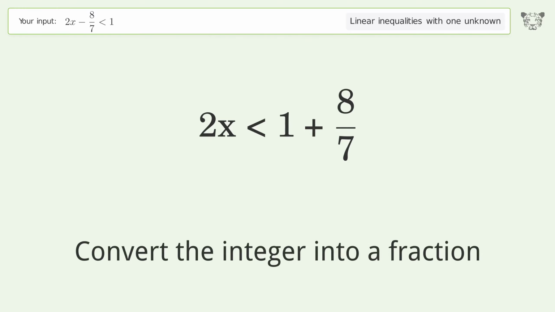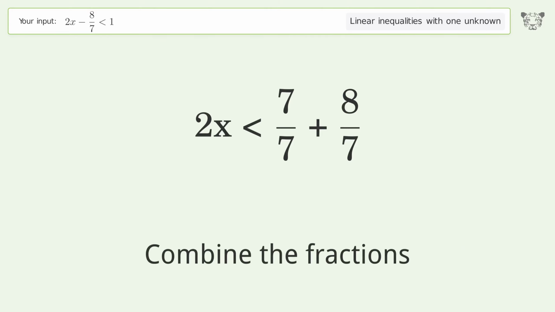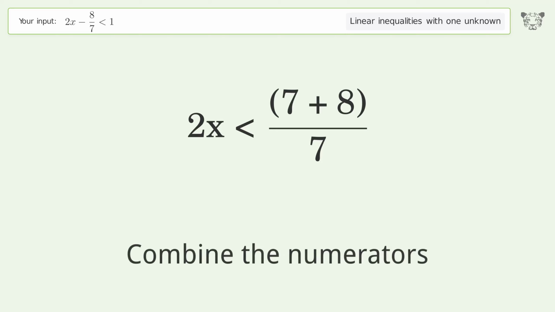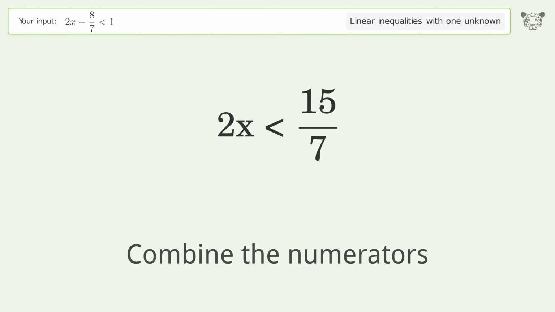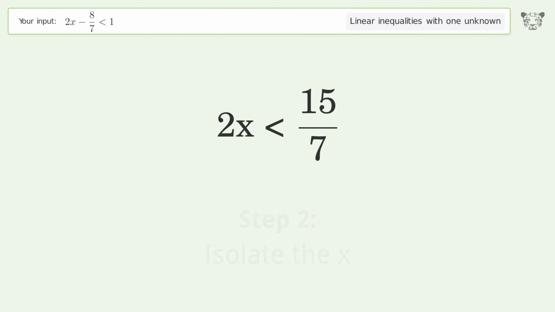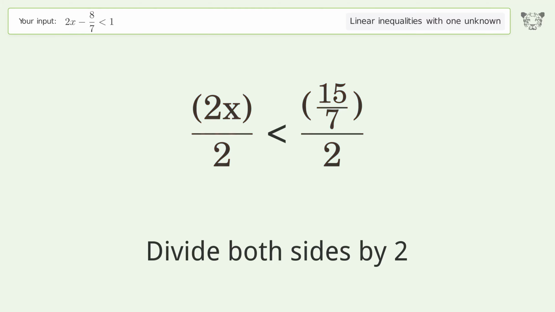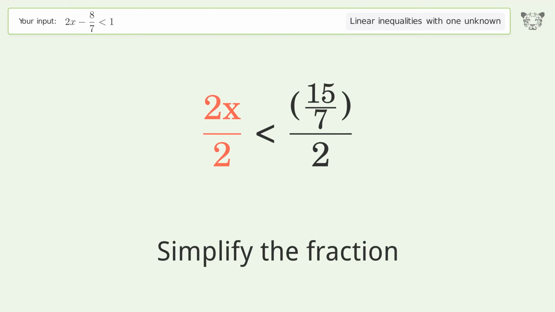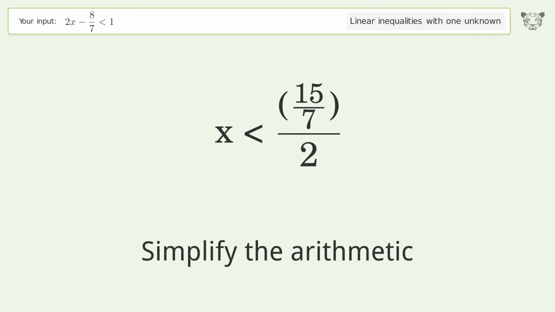Convert the integer into a fraction. Combine the fractions. Combine the numerators. Isolate the x. Divide both sides by 2. Simplify the fraction. Simplify the arithmetic.